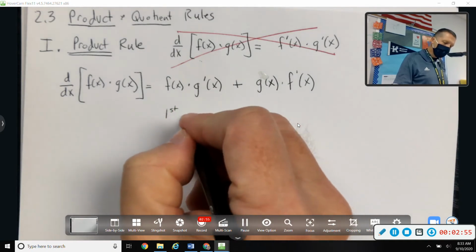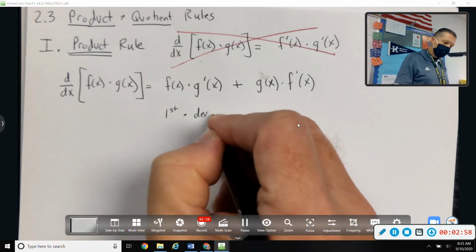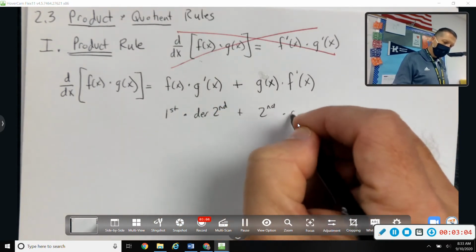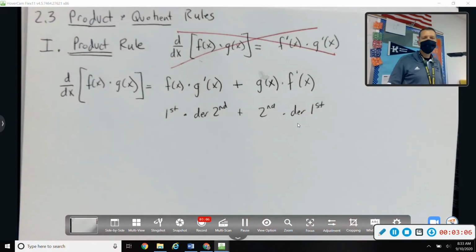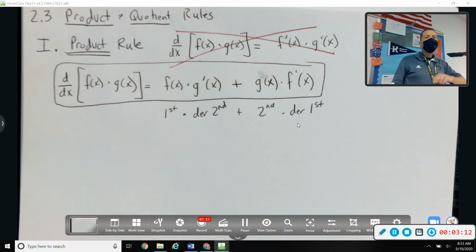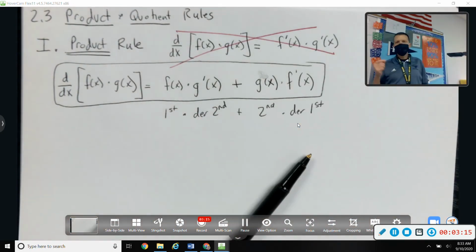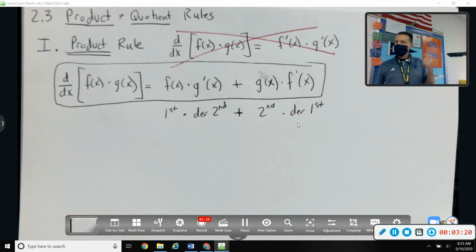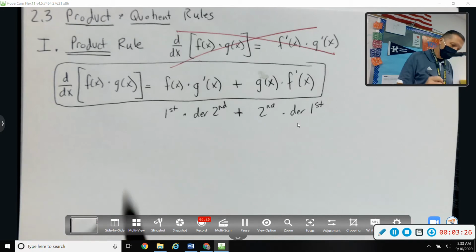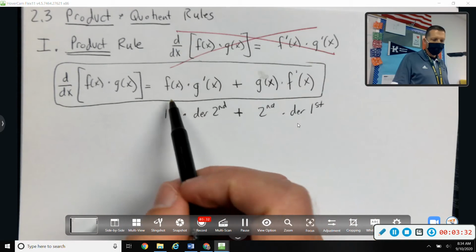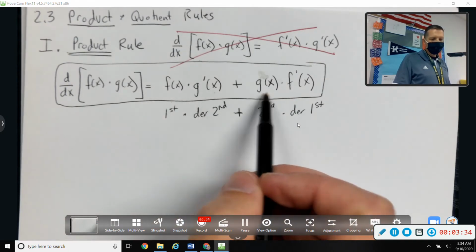How most people remember it is it's the first times the derivative of the second plus the second times the derivative of the first. So there it is in official calculus format. But how most people just remember it is, and the order doesn't matter since you're adding, so if you get the order backwards, it doesn't matter. It's one of them times the derivative of the other plus the other way around. So product rule is usually not a big deal. The main thing is don't just take the derivative of each piece and multiply them together. Derivative of one times the other plus the other times the derivative of the other one.